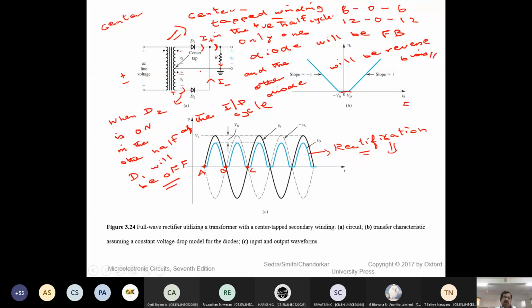Now again we must understand what the peak inverse voltage is. To achieve this kind of transfer characteristic, when D1 is on, D2 must be off. So whatever voltage we are applying in the reverse bias should not exceed the breakdown voltage of this diode D2. So how do I find that? When D1 is conducting, what will be this voltage? This voltage will be Vout.